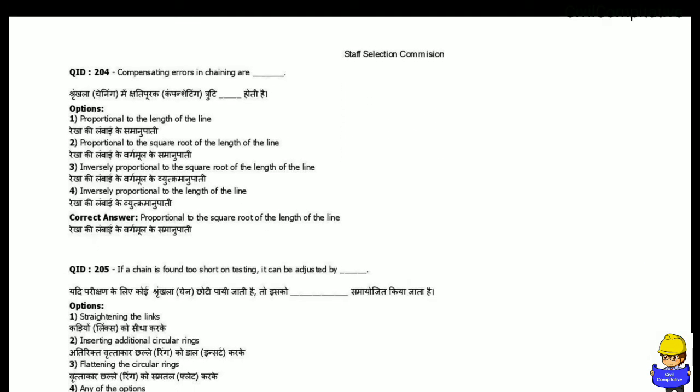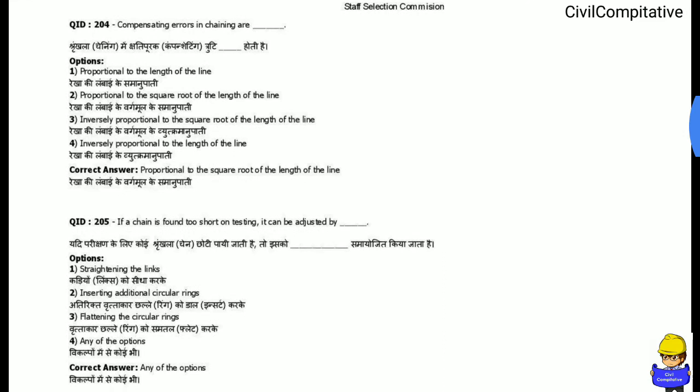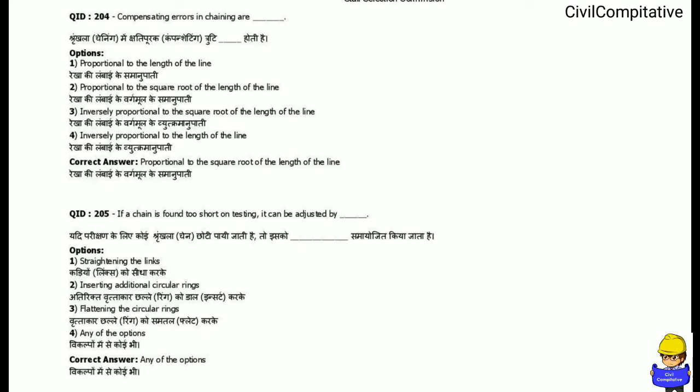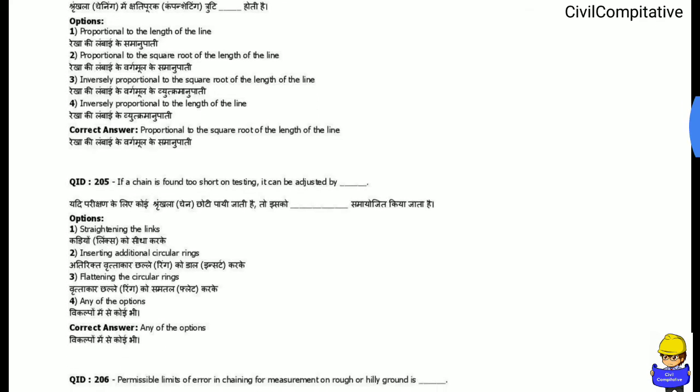Next question is compensating errors in chaining. What would be the compensating error in chaining? It is proportional to the square root of the length of the line. The compensating error is a type of error in chaining. There are several types of error when we do chain survey. In this type of survey, the square root of the length of the line, that is root over L, is equal to the compensating error, because it is very negligible, a very small value.